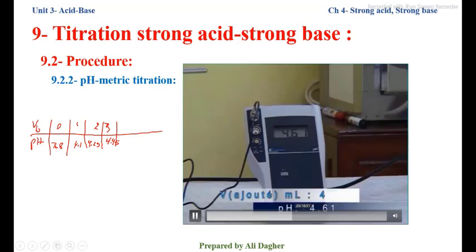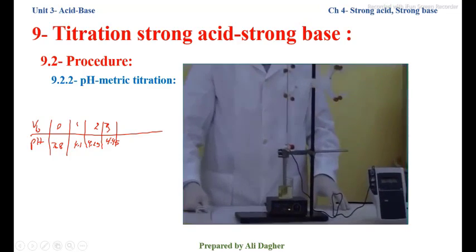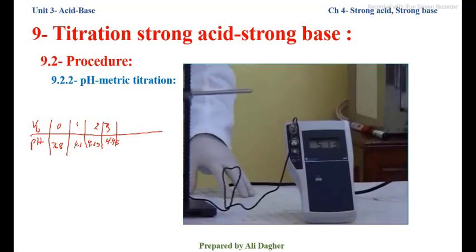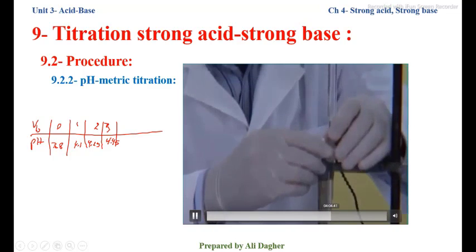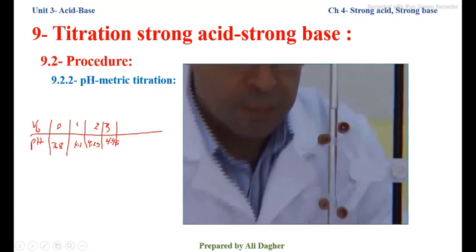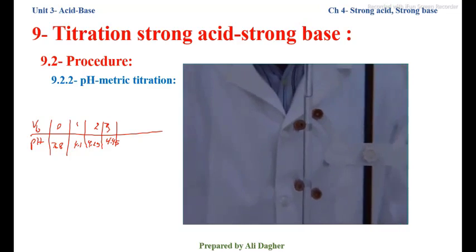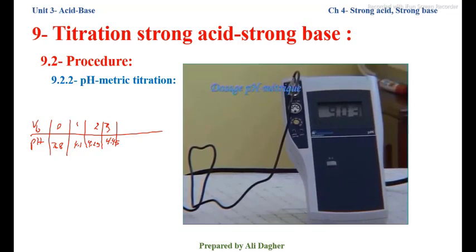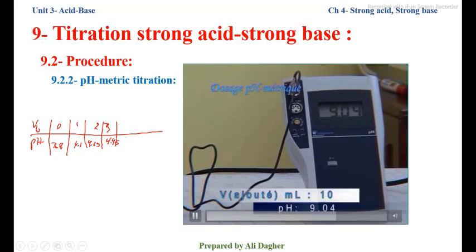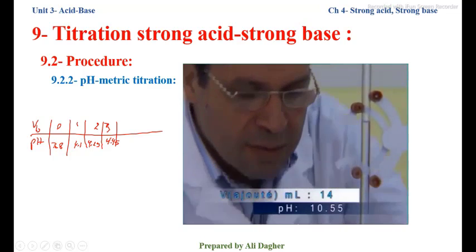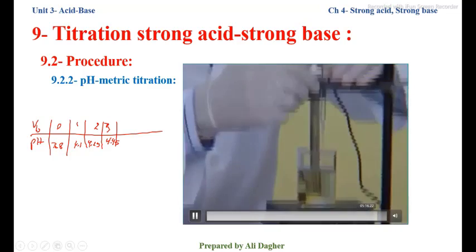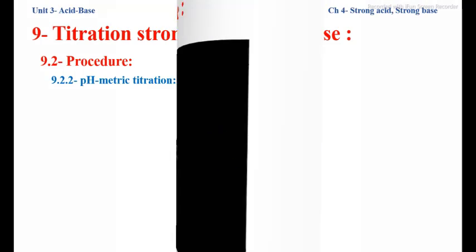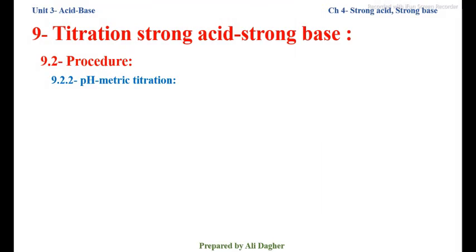For 4.67, 5.1, after addition of 10 milliliters, the pH becomes 9.04, till we add a volume of 20, 25, 30 milliliters. After 14, the pH equals 10.5. This is the procedure of pH metric titration.